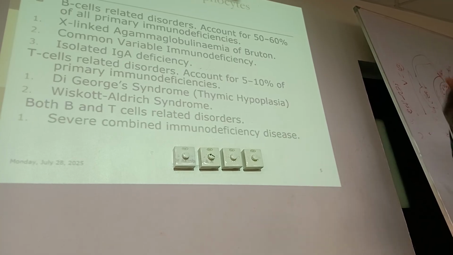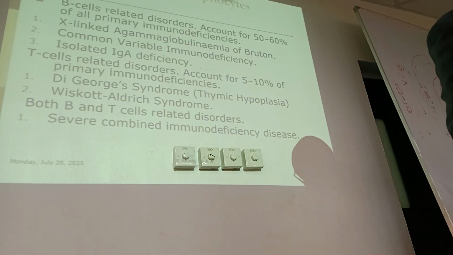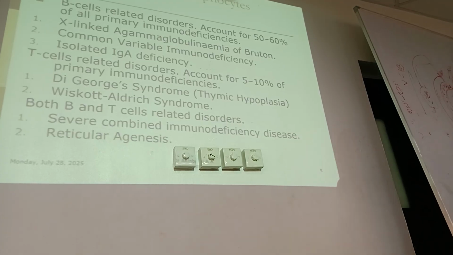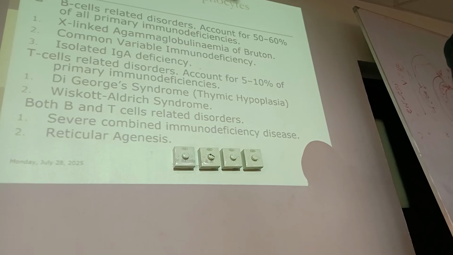It can also have a deficiency of B and deficiency of T. You have the severe combined immunodeficiency disease. And then reticular agenesis is also a combination of B and T.